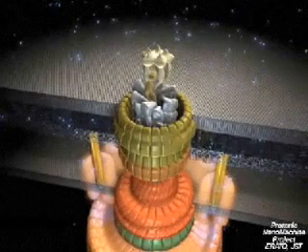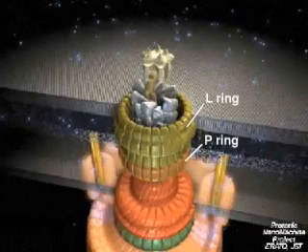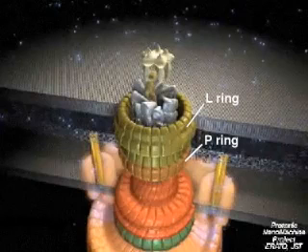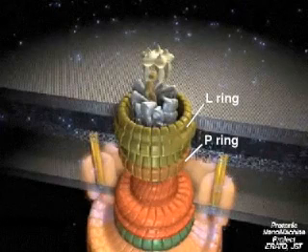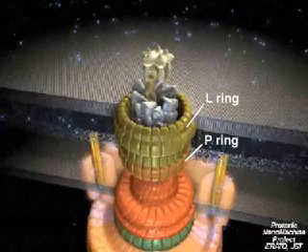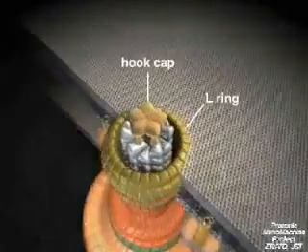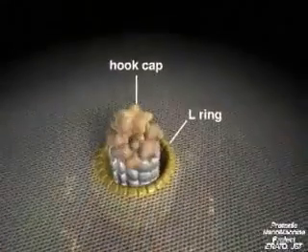Another set of rings, called L and P rings, are found in gram-negative bacteria such as E. coli. They penetrate the outer membrane, forming a bearing for the rod. As the rod cap is exposed outside the L ring, it dissociates and is replaced by a hook cap that guides the assembly of the hook proteins.